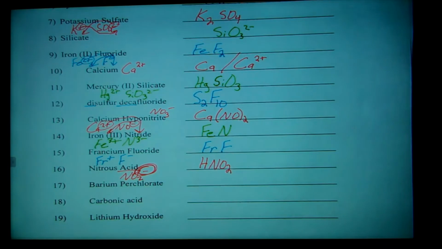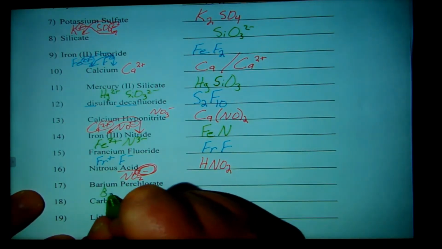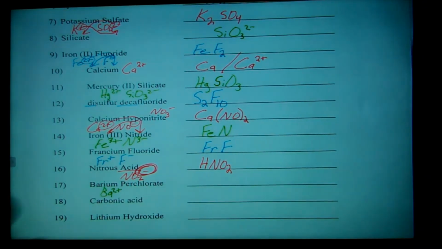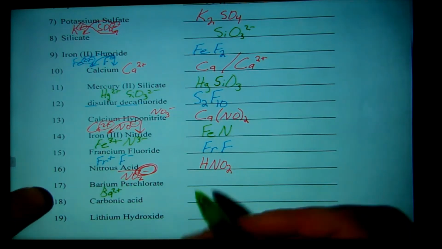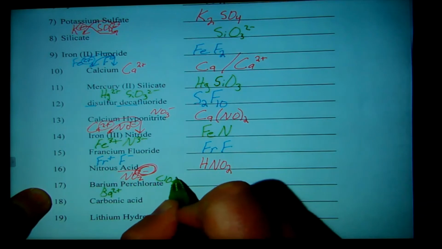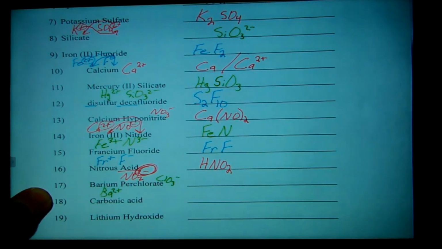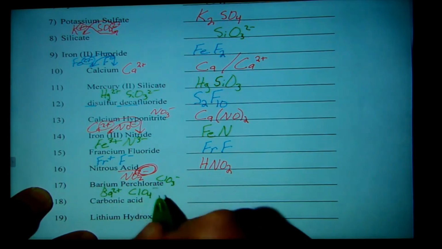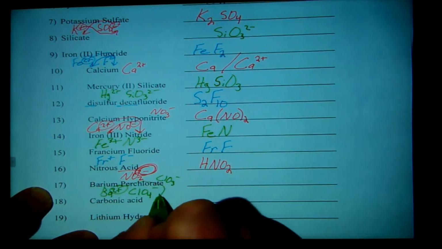Okay? Then we have barium perchlorate. Barium is Ba2 plus. Perchlorate, so that's 1 more oxygen than the root. Chlorate is ClO3 minus. So perchlorate is ClO4 minus. Take these charges, cross them over.